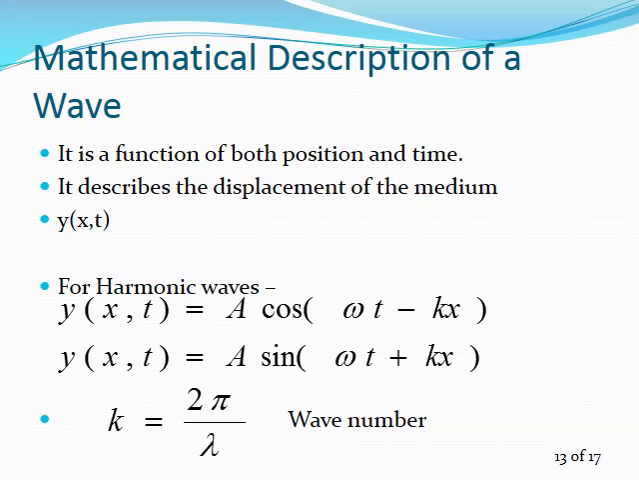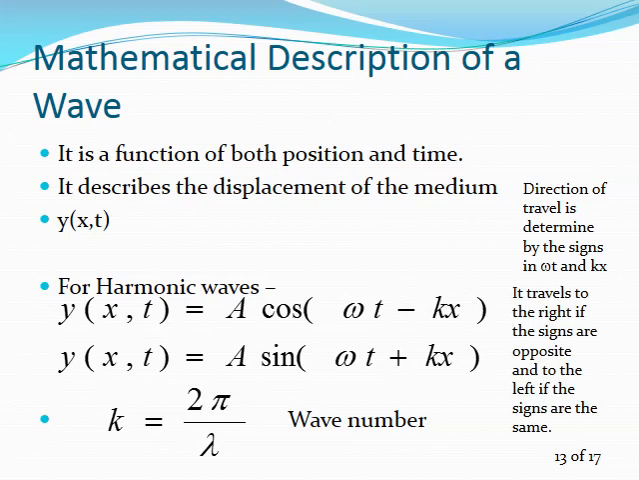How do we determine which direction these waves will travel? It's easy. We look at the signs associated with the omega t and the kx terms of the wave. If the signs are opposite, it moves in the positive x direction. If the signs are the same, it moves in the negative x direction, or the left. The positive x direction would be the right.